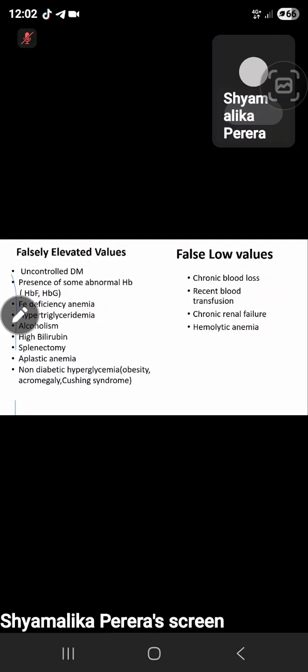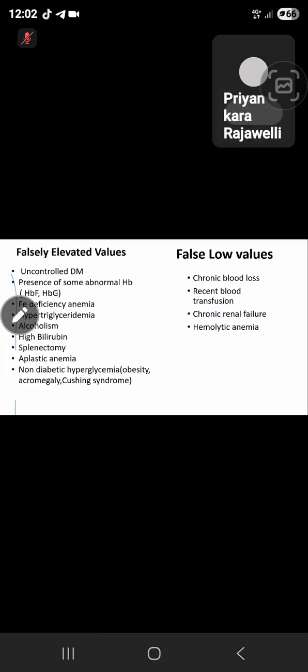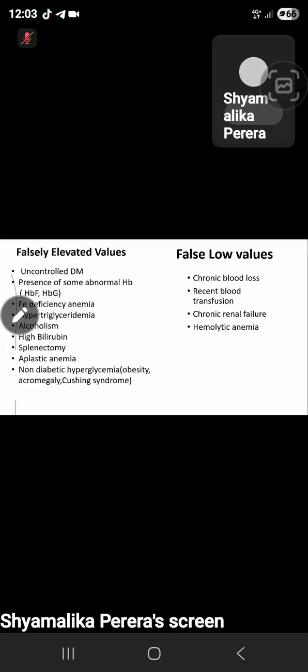So these are the conditions where you can get falsely high and falsely low HbA1c values. Falsely high values can come with uncontrolled diabetes, presence of some abnormal hemoglobins, iron deficiency anemia, hypertriglyceridemia, and alcoholism. I don't think you have to memorize all these things, but if you receive some patients' reports, it's better to know them. False low values can appear in chronic blood loss because the majority of red cells are lost.